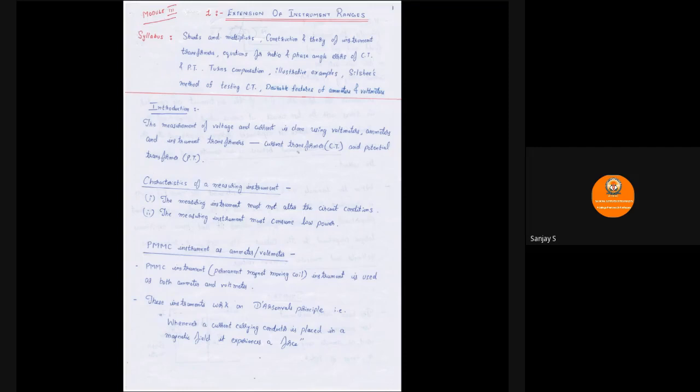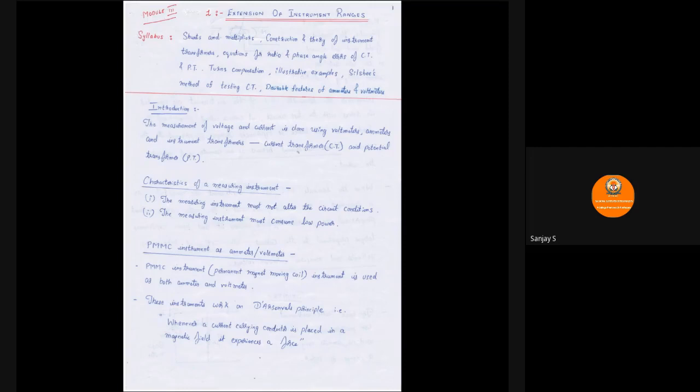So in this chapter you'll be seeing measurement of current and voltage of low value and high value. Whenever you want to measure low voltage and currents, you can preferably use ammeters and voltmeters. Whenever the power levels are high, we'll be using CT and PT, current transformers and potential transformers, typically called instrument transformers. So before going into the details, let us first see the basics.